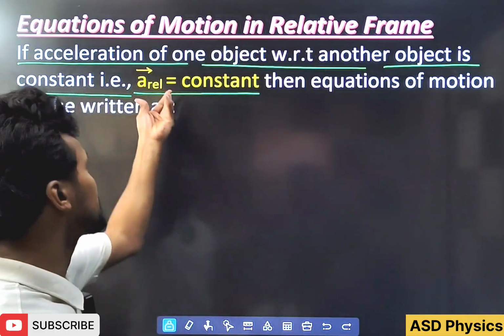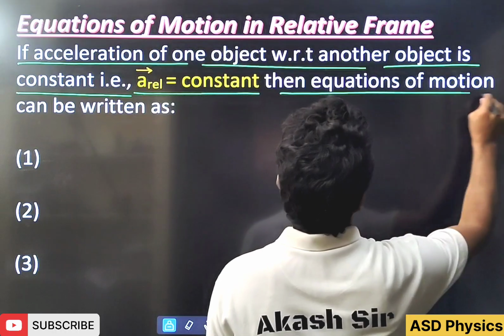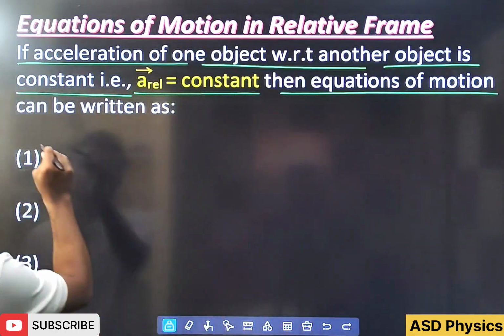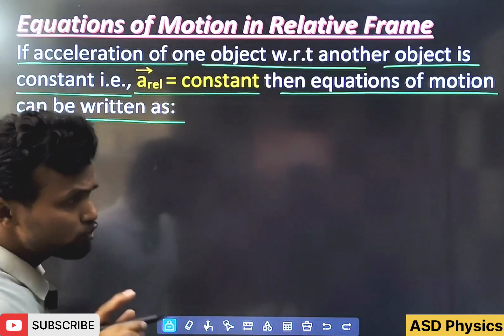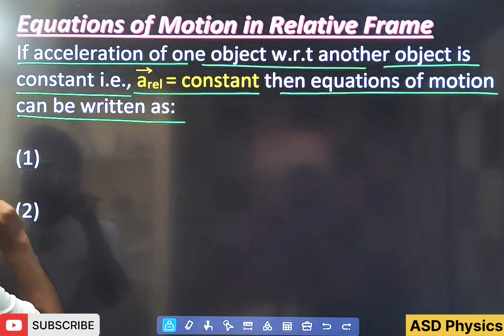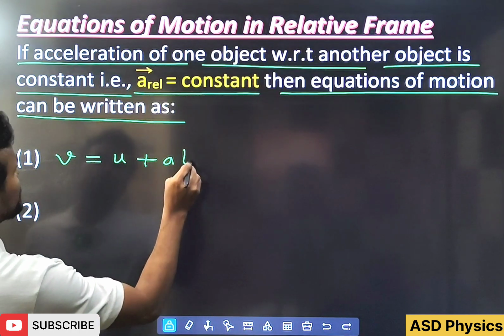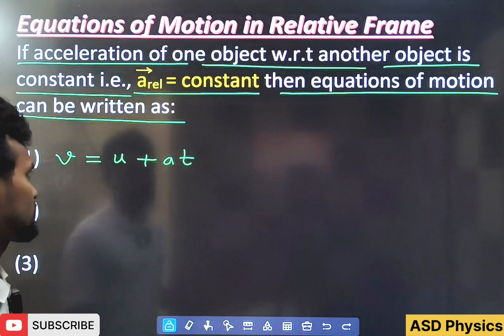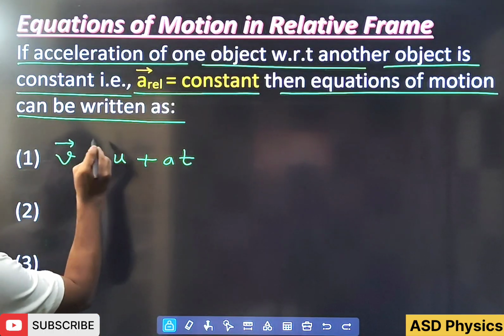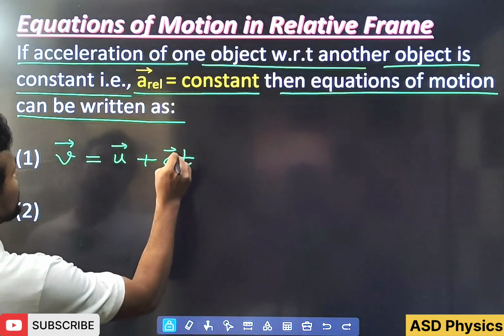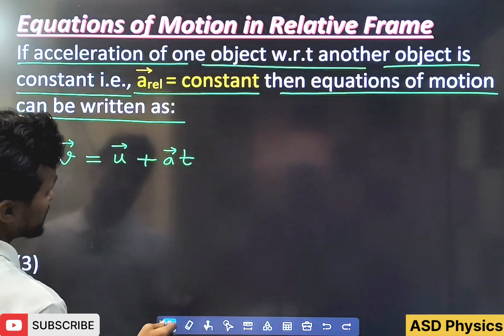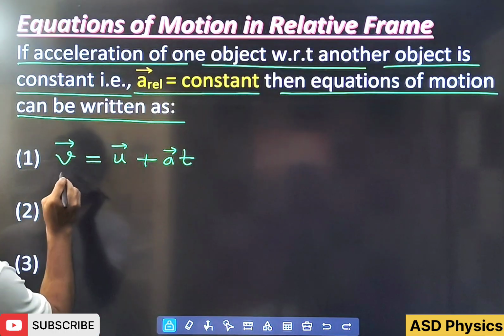So in a general form I have taken here A relative. Then equations of motion can be written as. So you know very well what is the equation of motion. First equation, kindly see here, v equal to u plus at. This is the first equation. If we want to apply in a 2D or 3D, we have to put here vector form. But same equation can be applied in a relative motion also.